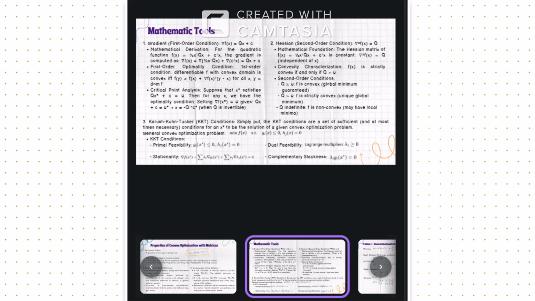The gradient of f at x* plus the sum over i of λ_i times the gradient of g_i at x* plus the sum over j of μ_j times the gradient of h_j at x* equals 0. The fourth condition is complementary slackness, which is represented as λ_i times g_i(x*) equals 0 for i from 1 to m.